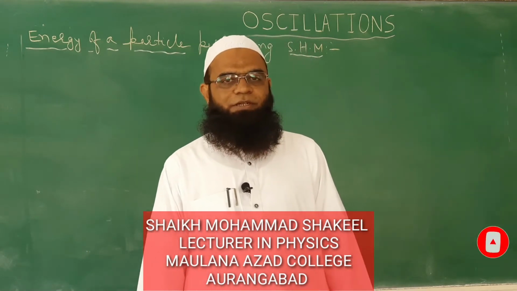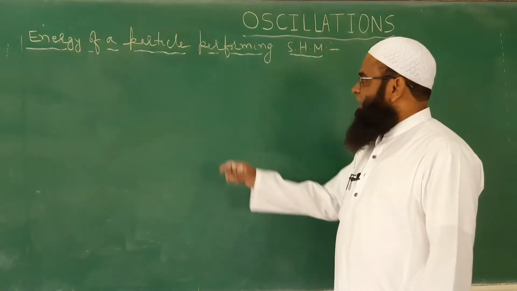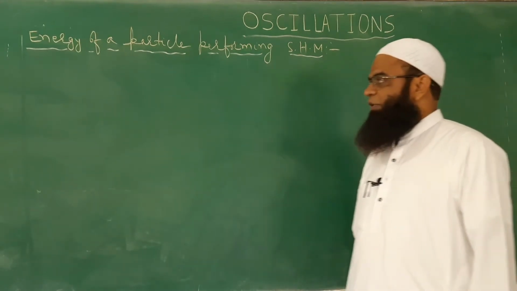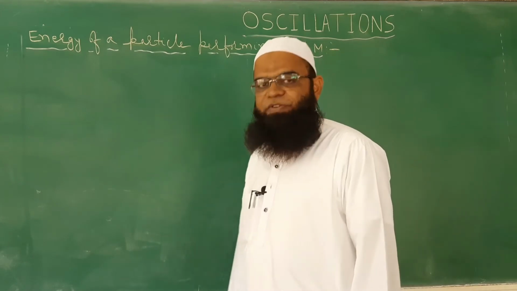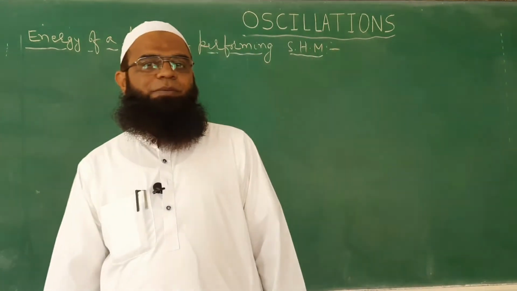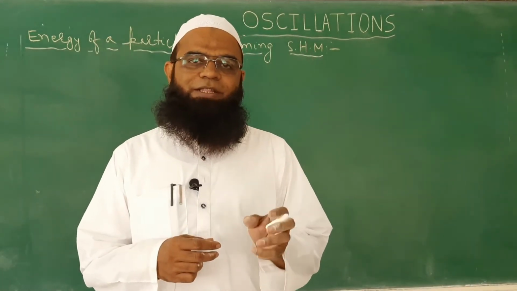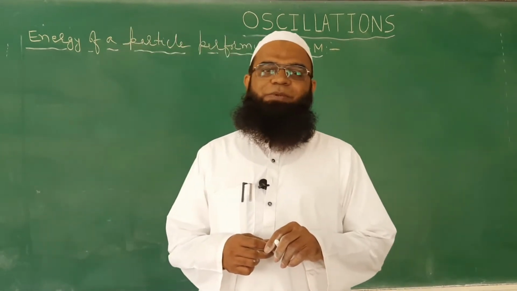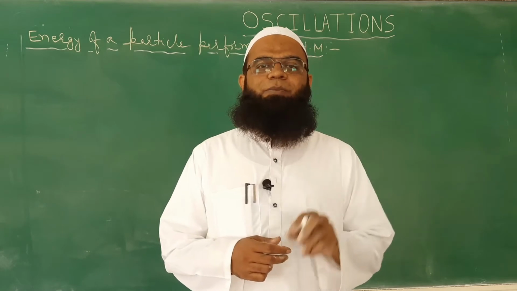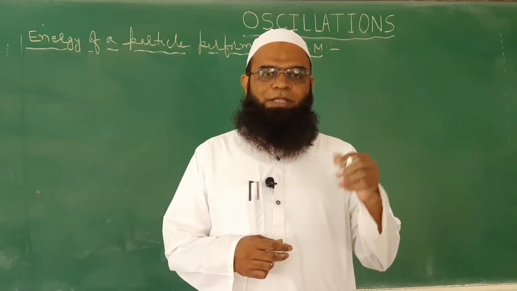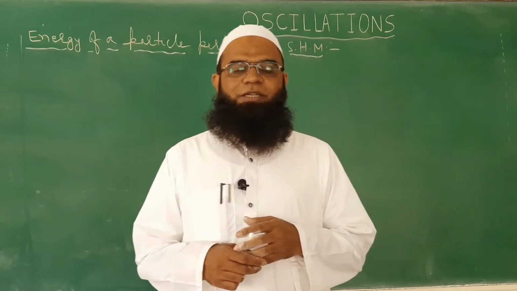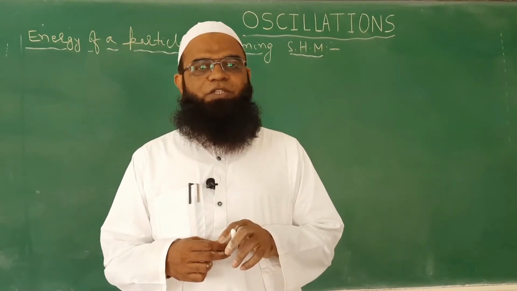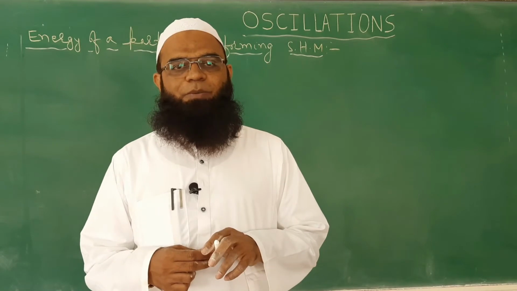In today's lecture, we are going to derive an expression for the energy of a particle performing simple harmonic motion. Now, as we know, total energy is the combination of kinetic energy plus potential energy. So, first of all, we will derive an expression for the kinetic energy of a particle performing simple harmonic motion. Then we will see potential energy and add them, and after adding them we will get the total energy of a particle performing simple harmonic motion.